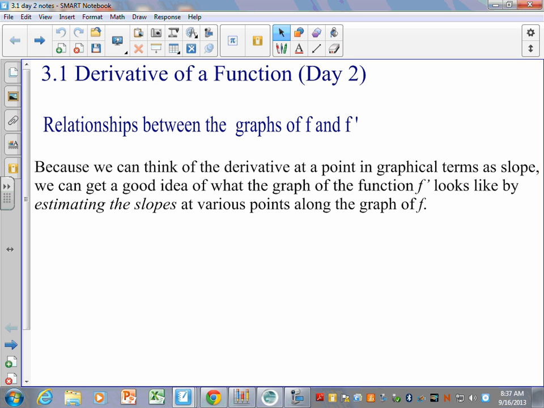But it says, because we can think of a derivative at a point in graphical terms as slope, we can get a good idea of what the graph of the function f prime looks like by just estimating the slopes. Works out really nice if the slopes are linear, because you can really graph those. But we can at least estimate it.